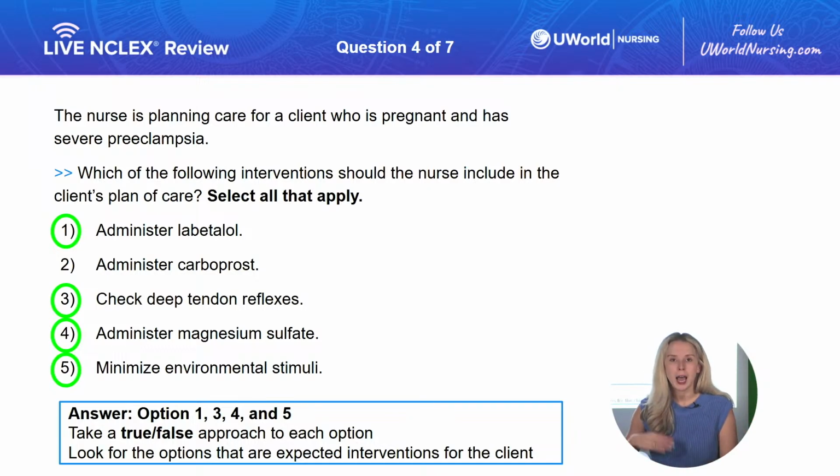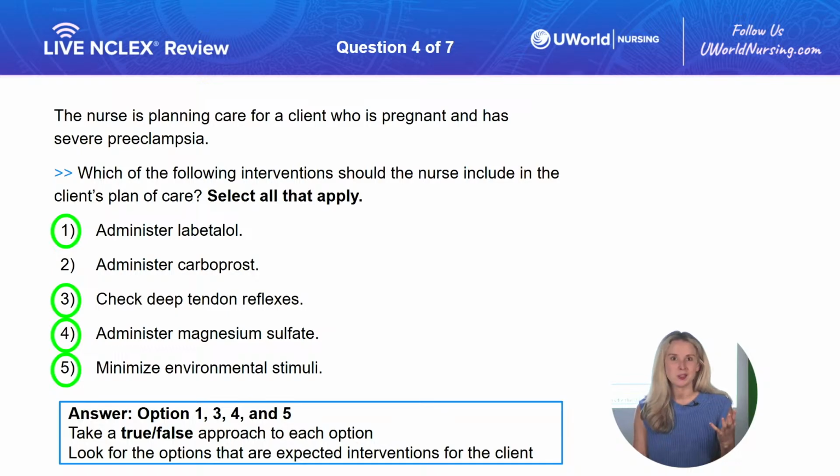We want to make sure that hyperreflexivity is a sign this client might be at risk of seizing. And on the flip side, when we administer MAG, MAG can be a depressant. It can depress our respiratory system, and a key sign that the client is becoming MAG toxic are depressed reflexes. So we want to make sure we're closely checking those DTRs, making sure they're not too brisk or could be a risk of seizing, and they're not too depressed, meaning they could be a risk of MAG toxicity. So we're looking at both ends of the spectrum.